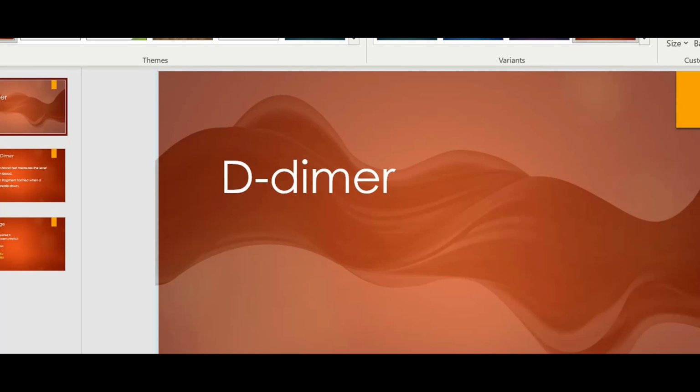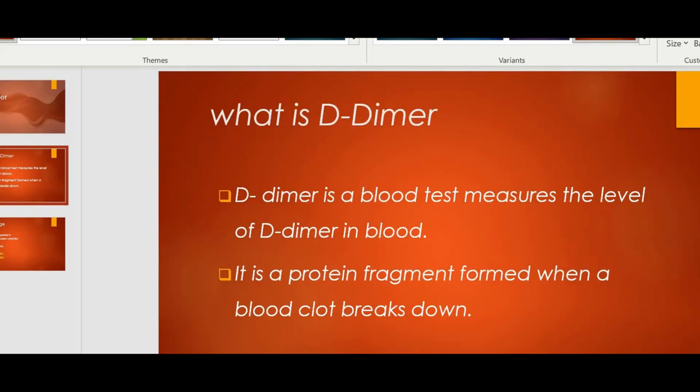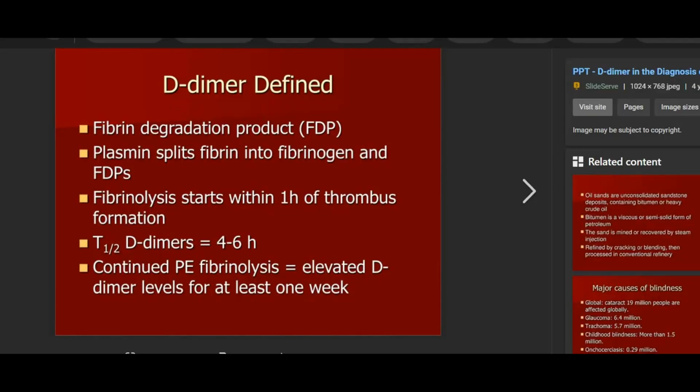Hi all, today we are going to learn about D-dimer. What is D-dimer? It's a blood test that measures the D-dimer level in the blood. And what is it? It's a protein fragment, or small protein, formed in the blood when a blood clot breaks down. D-dimer is also called fibrin degradation product.